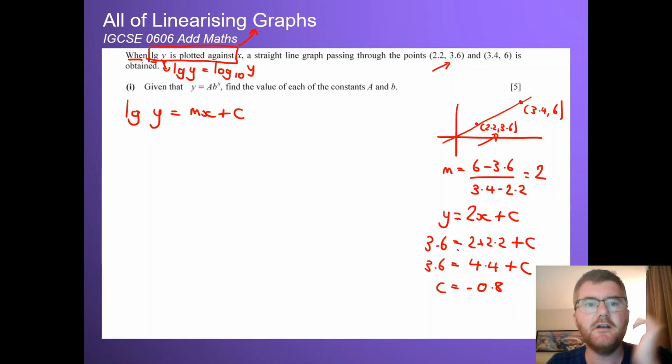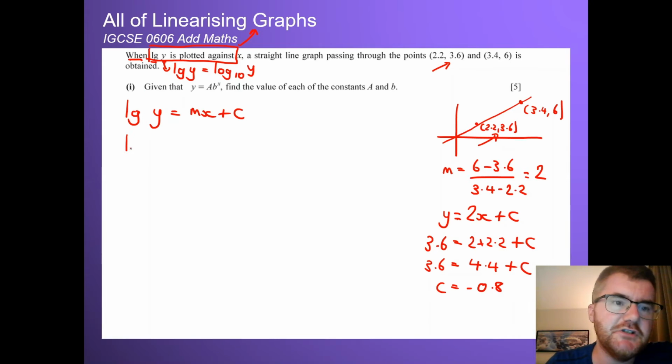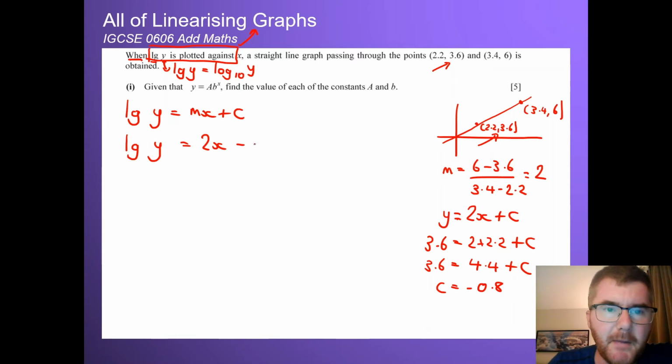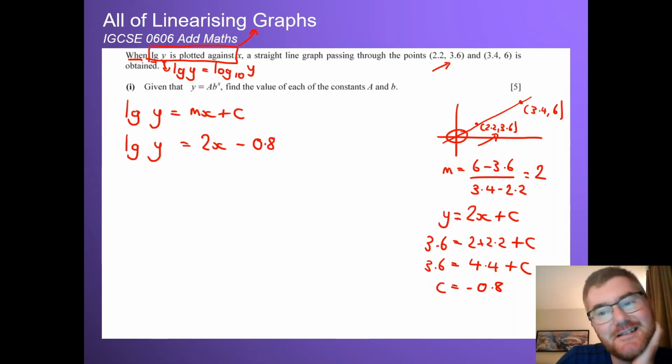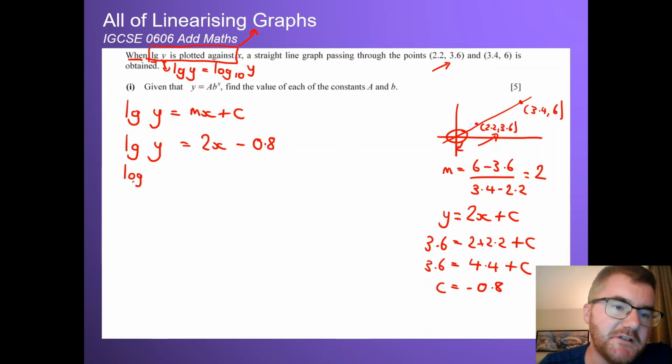So if we put this into the equation, lg y stays where it is. m was equal to 2, so we have 2x minus 0.8. Oh, my sketch wasn't so good, it should have been a little bit further down. That's fine. And now we actually need to generate this. To avoid students getting confused, I generally just write this as log base 10, so they know exactly what base we're working with.